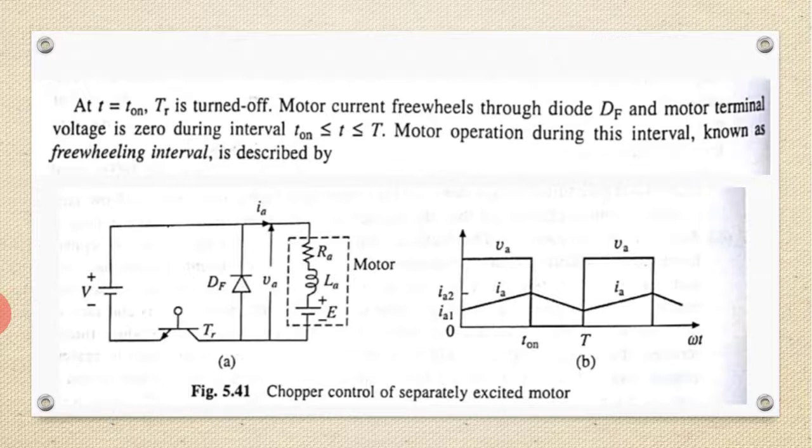In the second mode, at t equal to T on, transistor TR is turned off. Motor current freewheels through the diode, and the motor terminal voltage is 0. The motor terminal voltage is 0 during the interval T on less than t less than or equal to capital T. Motor operation during this interval is known as the freewheeling interval.